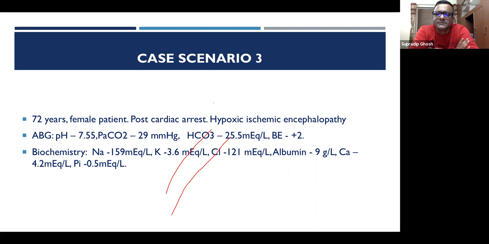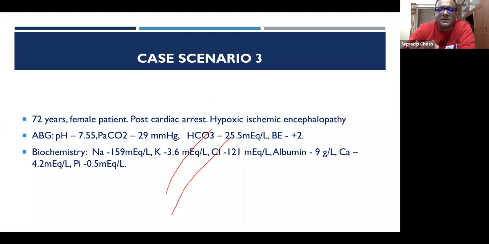Okay, so let's see this 72-year-old female patient, post-cardiac arrest, hypoxic ischemic encephalopathy. pH is 7.55, PCO2 is 29, bicarbonate is 25.5, and base excess is plus 2. What do you think, students, from Henderson-Hasselbalch? So pH is high, PCO2 is low, so there is a respiratory alkalosis, and this is probably an acute respiratory alkalosis. So apply your formulae and find out whether the bicarbonate is appropriate or not. Yeah, so bicarbonate looks appropriate. There is slight elevation of the bicarbonate. So according to the Henderson-Hasselbalch equation, it is purely respiratory alkalosis.